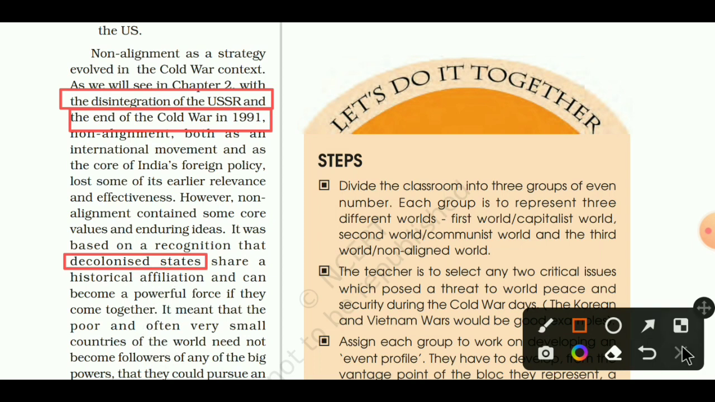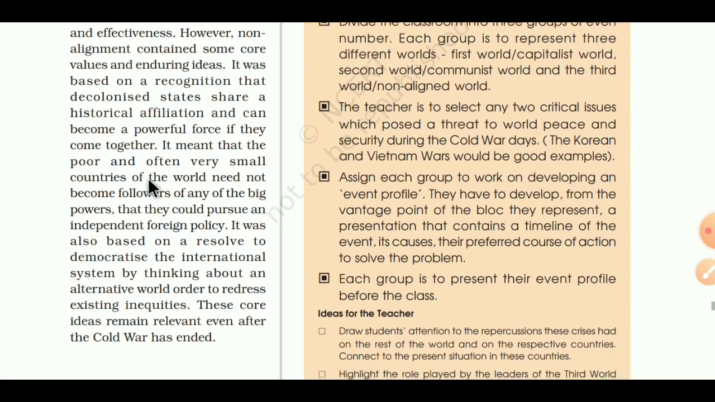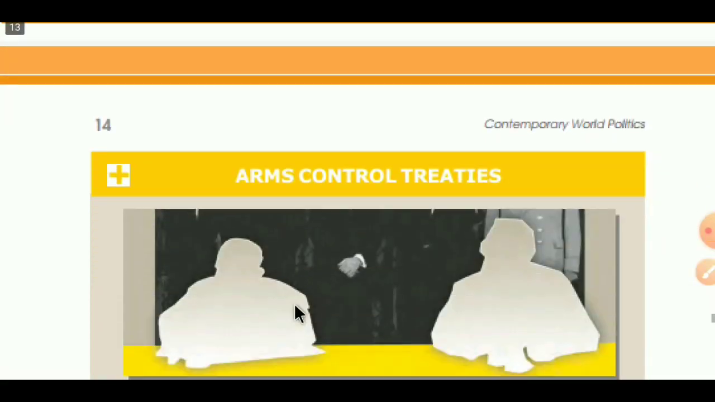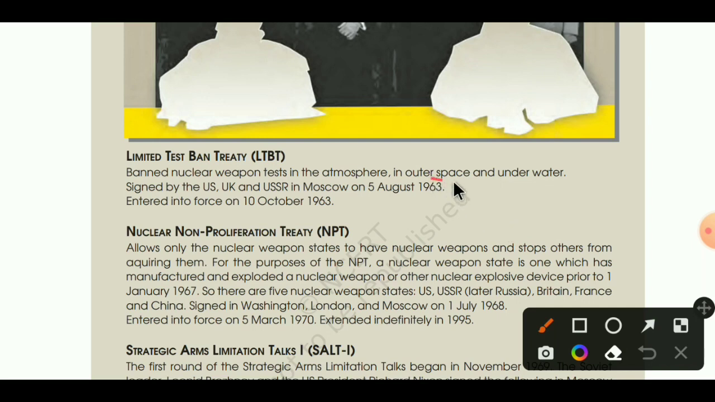After that, we will discuss in the next chapter Berlin, how the wall of Berlin was broken by the people of Germany. That is also very important. This is the Limited Test Ban Treaty, which means no one can test nuclear weapons in space, underwater, on land, or in the atmosphere. And this treaty was signed on 10 October 1967.